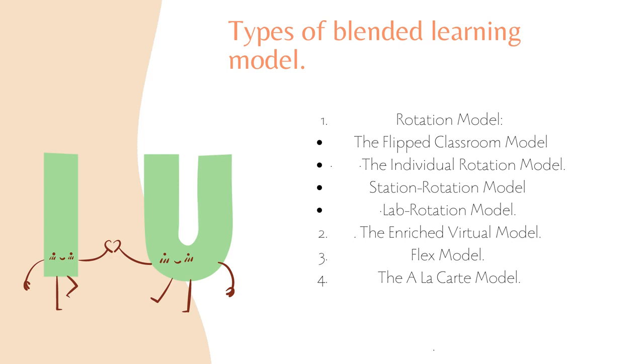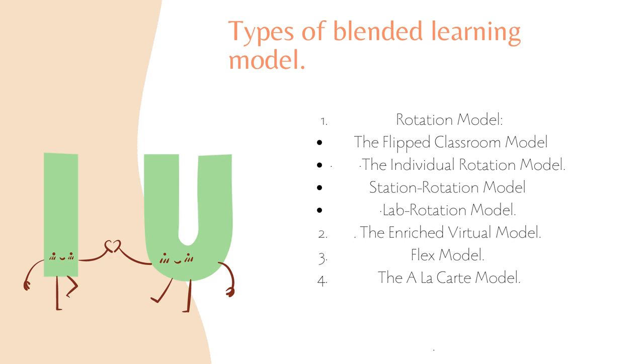Then we have the station rotation model. The learning environment puts forward the opportunity for students to interchange stations in class, and at least one of these stations includes an online learning component. And we have the lab rotation model. The main advantage of this model is that using the lab frees up classroom space for the other activities within the rotation model. The second one is the enriched virtual model, and this requires that English learning should be conducted primarily online, though face-to-face sessions with the teacher are also demanded.